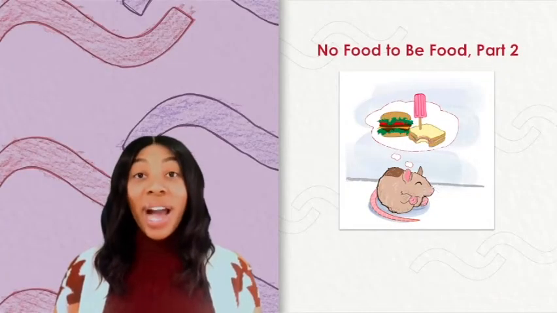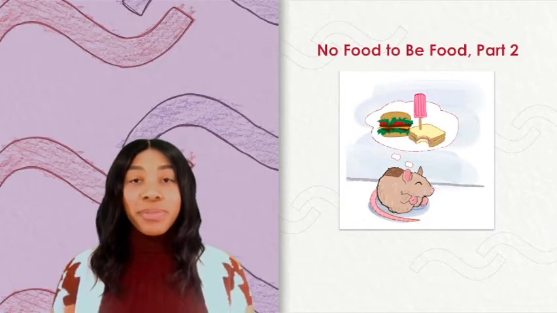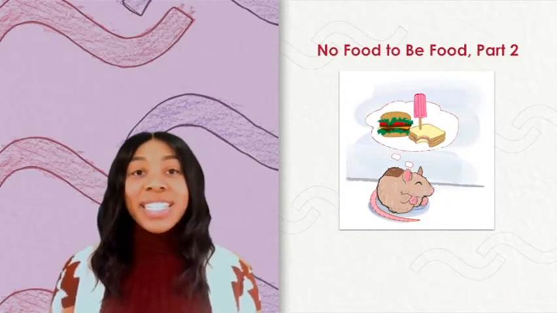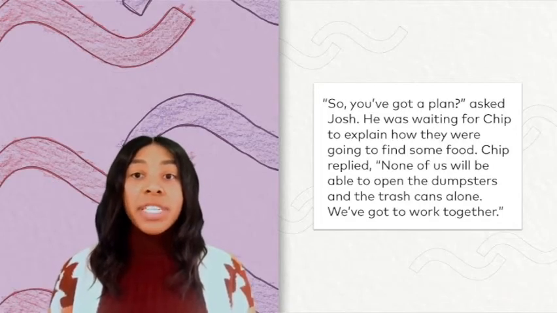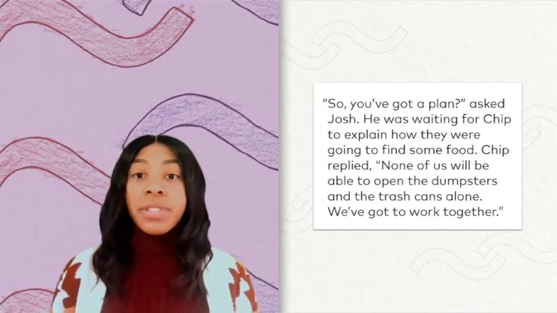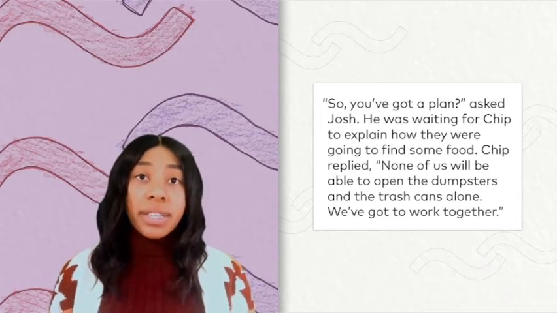Fluency. Now I am going to read a part from No Food to Be Found, Part 2. Listen carefully to how I read it. "So you've got a plan," asked Josh. He was waiting for Chip to explain how they were going to find some food. Chip replied, "None of us will be able to open the dumpsters and the trash cans alone. We've got to work together."